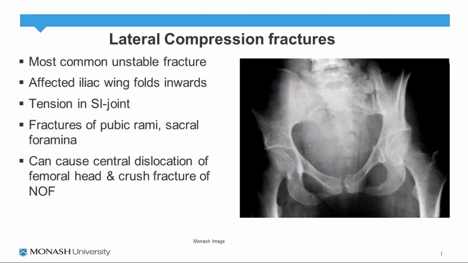So lateral compression is most commonly an unstable fracture. It affects the iliac wing as it folds inward. When we compare on this image the SI joint on the right to the left, we can see there's a difference in terms of the width. It also creates possible fractures of the pubic rami as well as the sacral foramina. Sometimes you could have central dislocation of the femoral head, which can also result in a crush fracture of the neck of femur.